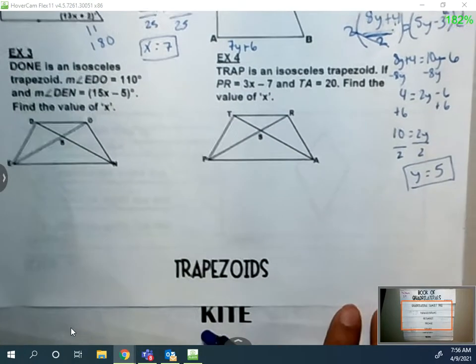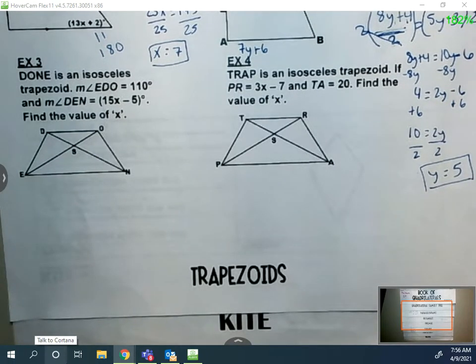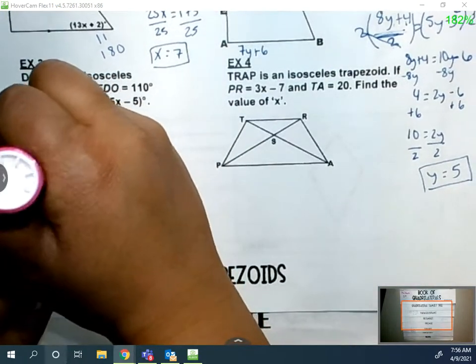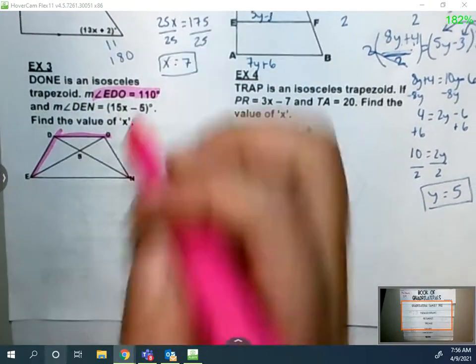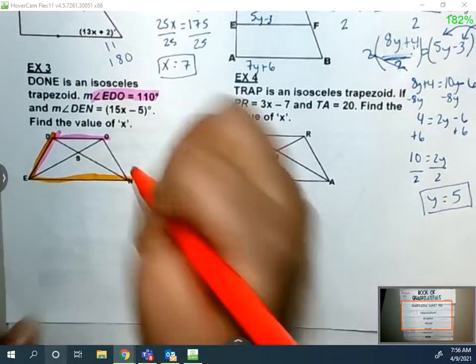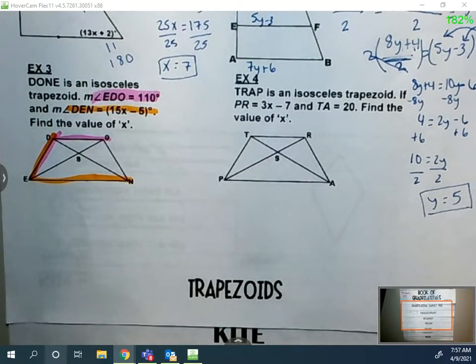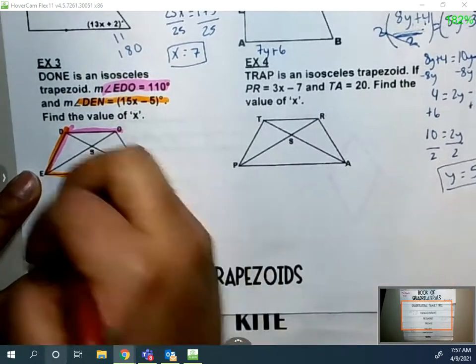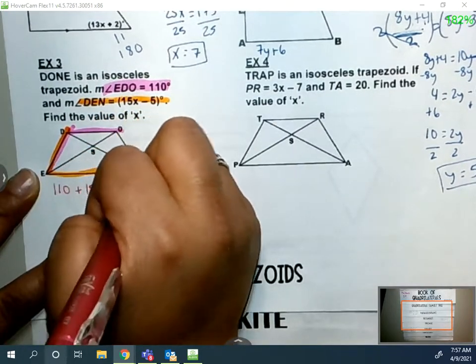Okay, example 3. DONE is an isosceles trapezoid with the measure of angle EDO being 110. So EDO is this part right here, or this angle right here. Okay, and so that is 110. And then DEN, this whole angle, is 15x minus 5. We want to find the value of x. What do we do? Nope. They add up to 180. Yep. 110 plus 15x minus 5 is equal to 180.